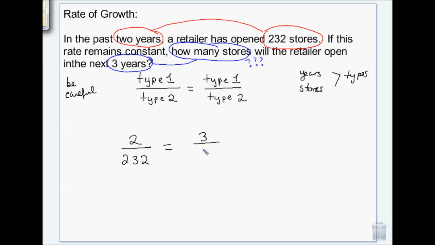I don't know how many stores. The ratio goes with each other side by side. Exactly, on the top, on the bottom. Exactly. What letter do you guys want to use? R? Okay, sure. We'll use R. So then I'm going to do 2 times R and 3 times 232. So I get 2R is equal to 696. And then I divide by 2. And I get R is equal to 348 stores.